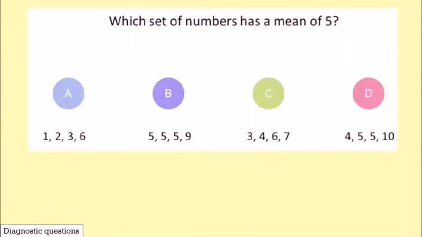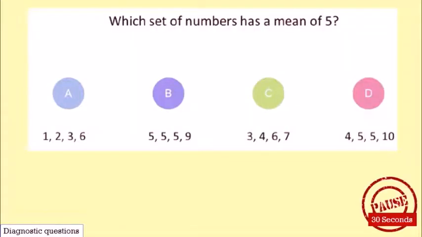So here's your first question, guys. Which set of numbers has a mean of 5? You've got a choice between A, B, C or D. Press pause, give yourself 30 seconds and then we'll go for the answer.